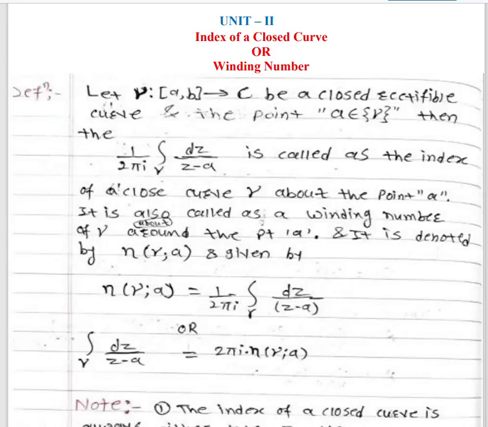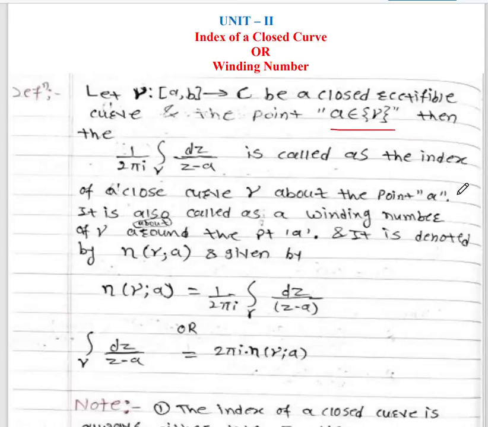Let gamma: [A, B] to C be a closed rectifiable curve and the point A not belonging to the curve gamma. Then 1 upon 2 pi times the integral over gamma of dz upon z minus A is called the index of a closed curve gamma about the point A. It is also called the winding number of the curve gamma around the point A.